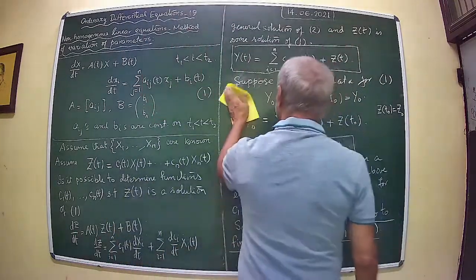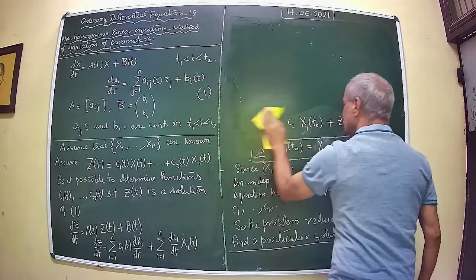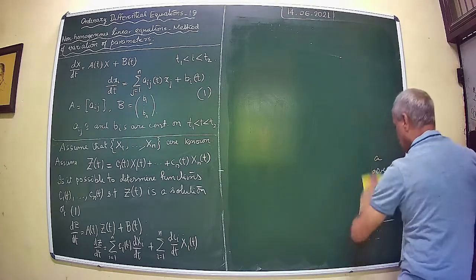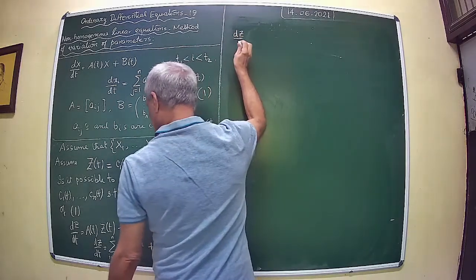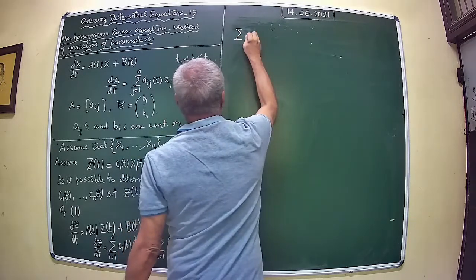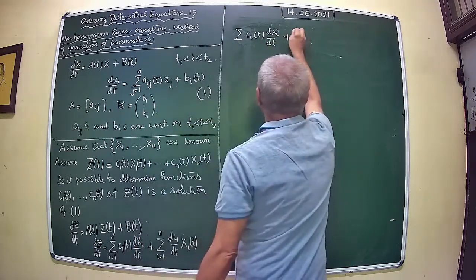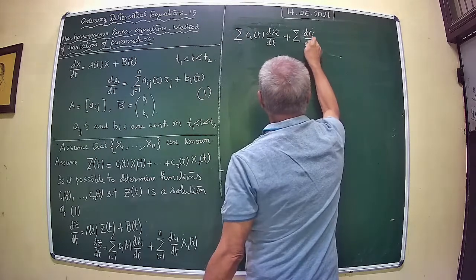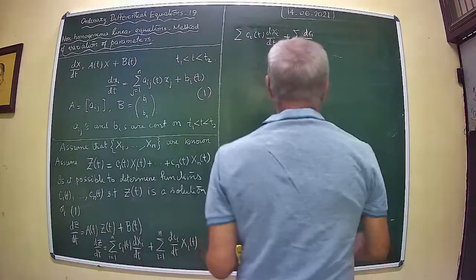So what do you get? Now you see the x_i(t) are solutions of the homogeneous problem. Therefore, see what is the equation that we want z to satisfy. So we want dz by dt, therefore we want this sigma c_i(t), these are n scalar valued functions c1(t), c2(t), etc., cn(t).